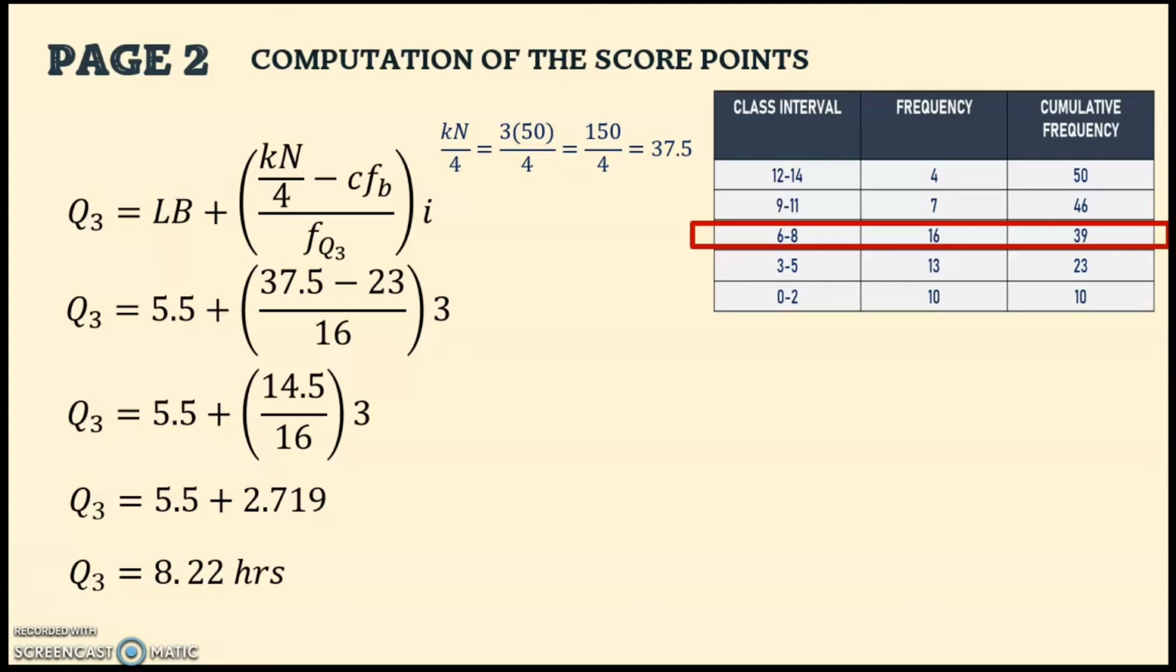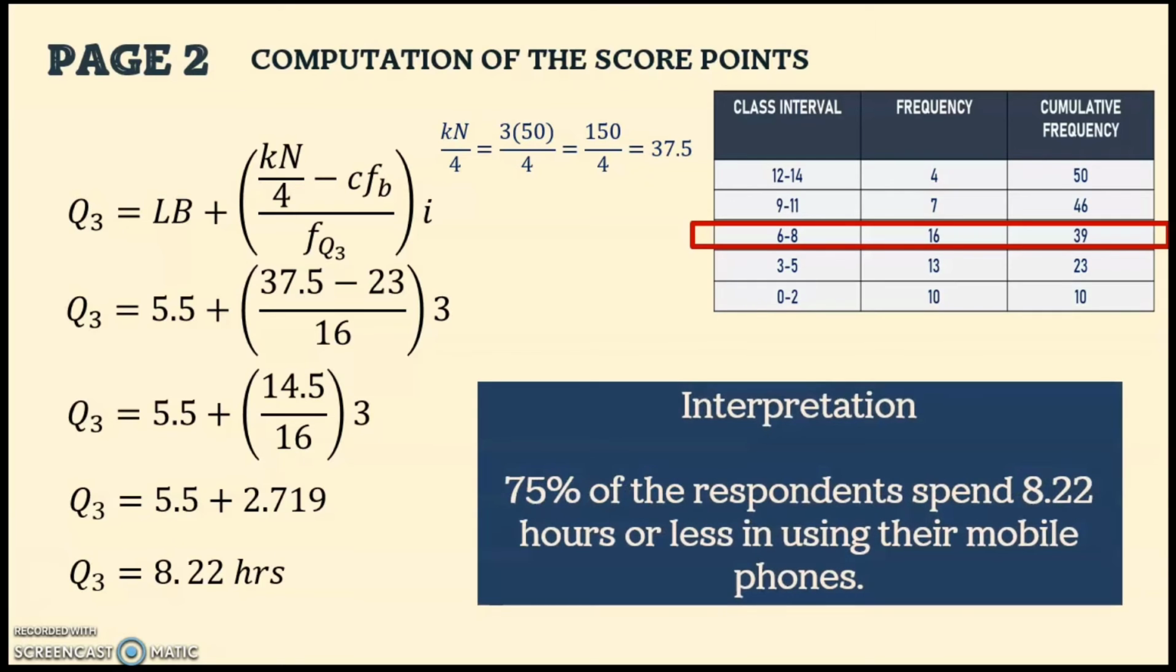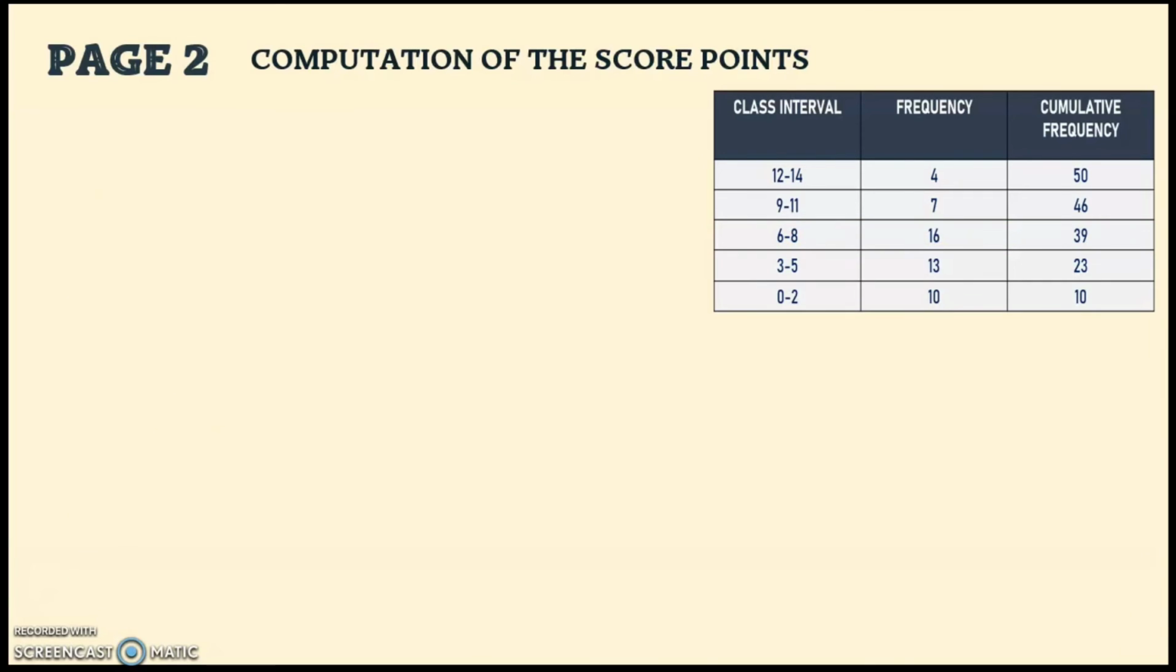Then after solving for the third quartile, you have to show your interpretation of data. So what does it mean if you have the third quartile, 8.22 hours? So the interpretation is 75% of the respondents spend 8.22 hours or less in using their mobile phones. So this is what appears on the second page of your PT. So you'll do the same thing with the decile 7.5 and percentile 75.